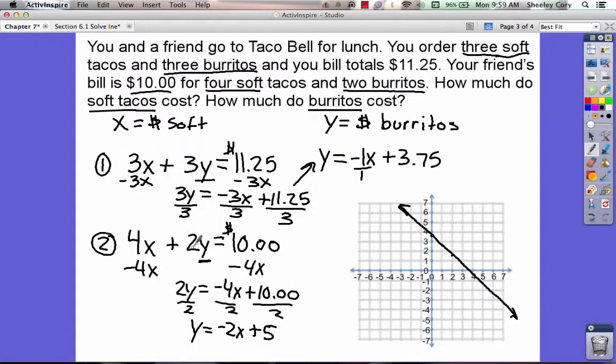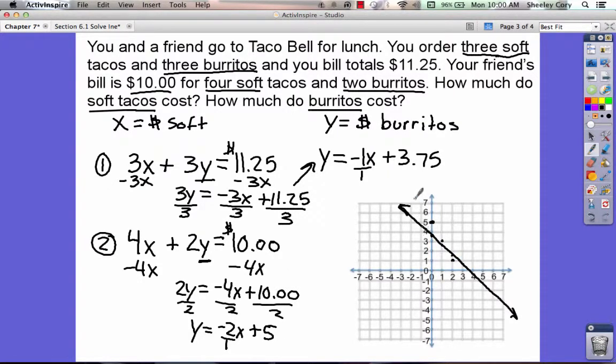Now you'll notice two different equations. I'm going to graph this one. This has a y-intercept of 5, which would be right here. It says down 2 over 1. So I'm going to go down 2 from here, 1, 2, over 1. Mark it. Now you'll notice they're not touching. So I'm going to go down 2 more, 1, 2, over 1, and mark it right here.